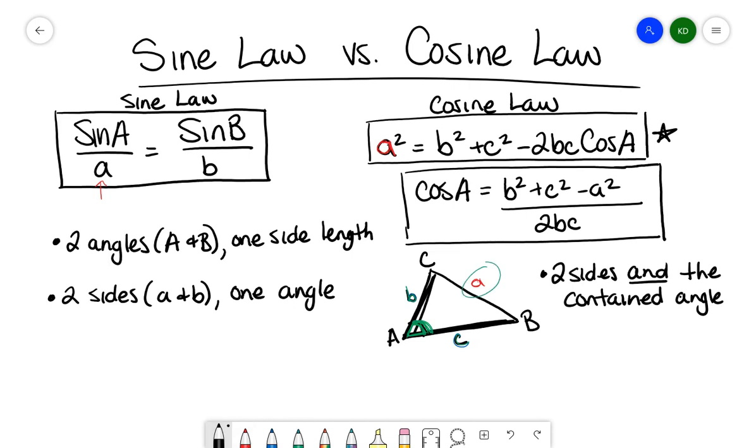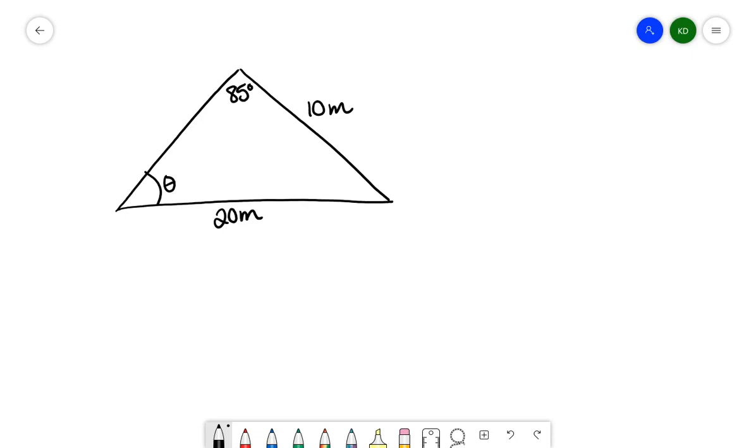The other one, when we've manipulated it and solved for an angle, what I need in order to solve for this is all three sides. So let's go through a few examples and decide, should I be using sine law or cosine law to solve it? Here's one example.